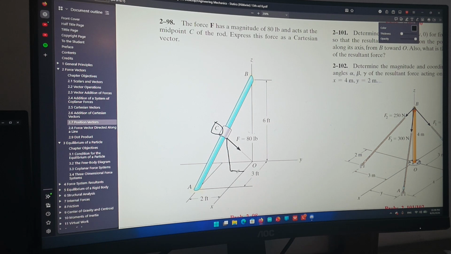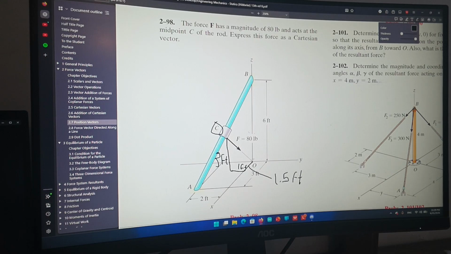Okay, it goes by 1 foot this way, and it goes by how many feet upwards? Since it's 6, it will be 3 here, 3 feet. And then for the x-axis, it goes by 1.5. So that means this one over here is 1.5 feet.